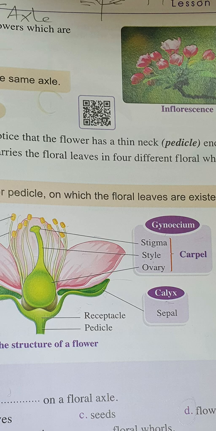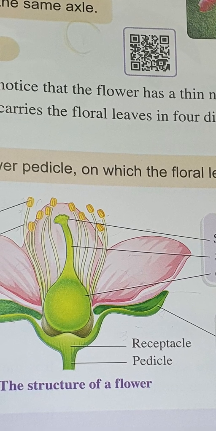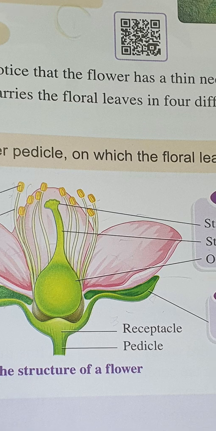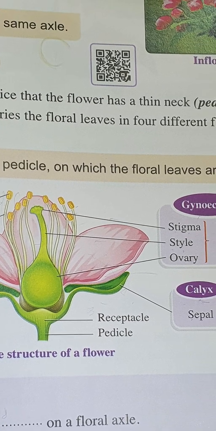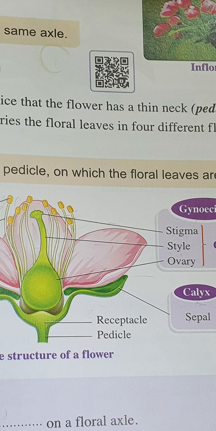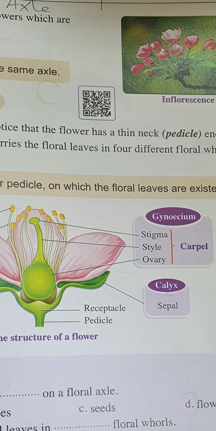The carpel is like a flask. It has a swollen part at the bottom and a long part at the end. The carpel is made of three parts: the ovary, then a long tube called the style, then the opening called the stigma.